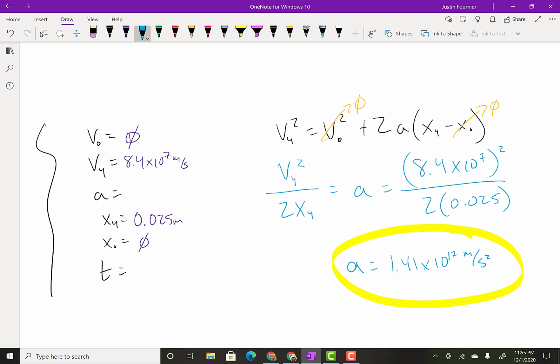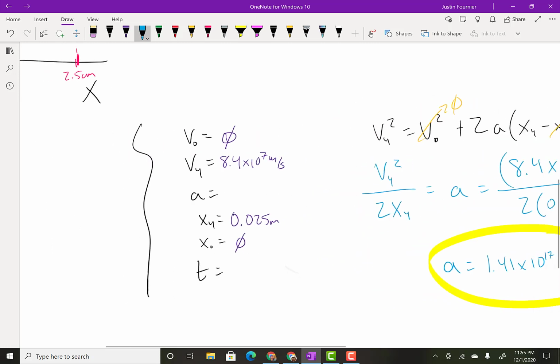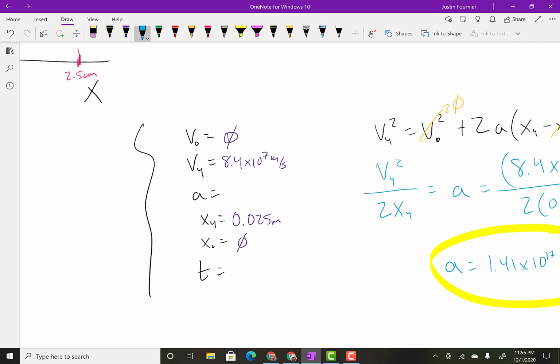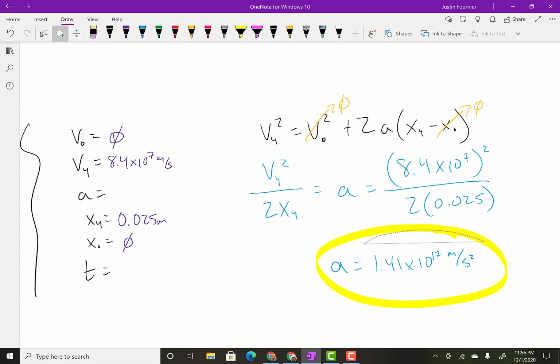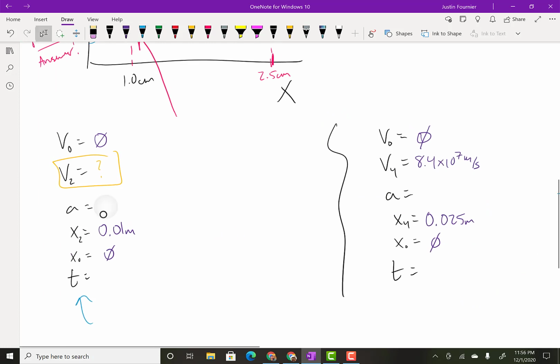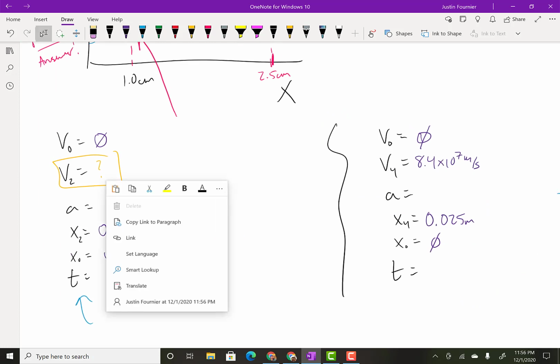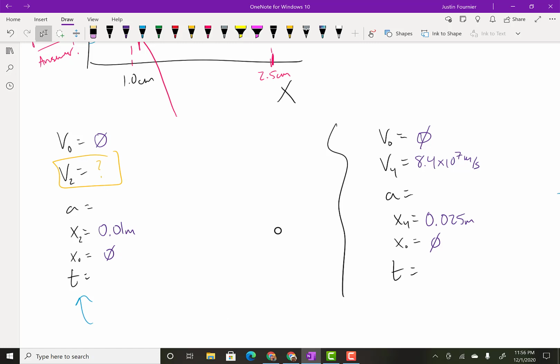Yep, 17. Okay, and so now that acceleration is going to be my acceleration over here, because again, the acceleration is constant. So there we go. Now I got the acceleration. Now I can solve for what I was looking for here. So let's do that now.